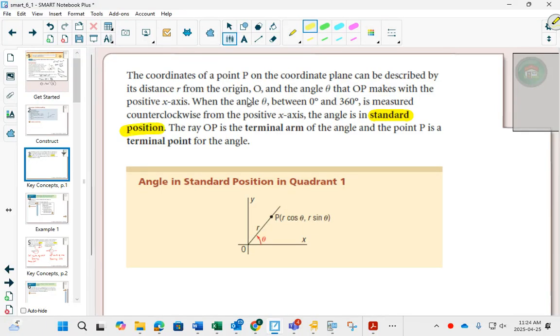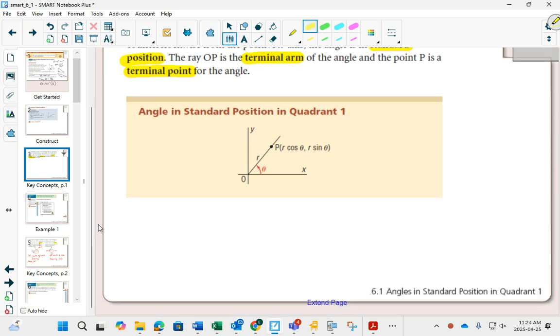What it means for an angle to be in standard position, what we call a terminal arm and a terminal point, and come up with recognizing what something is in standard position. And they got a picture of an angle in standard position in quadrant 1.